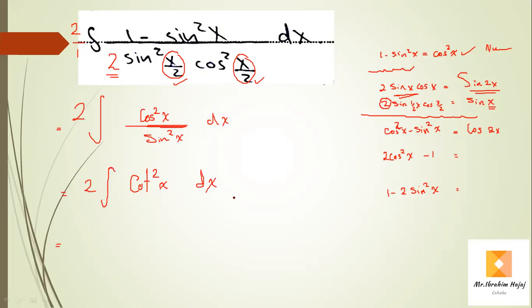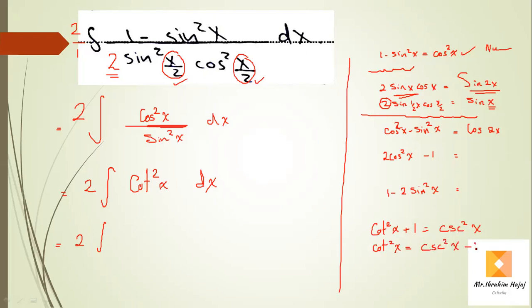So we have to use again the identity that states cotan squared x plus 1 equals cosecant squared x. Yes. So to replace cotan squared x, it's going to be cosecant squared x minus 1. So we will replace cotan squared x here by cosecant squared x minus 1, and this is all for dx.